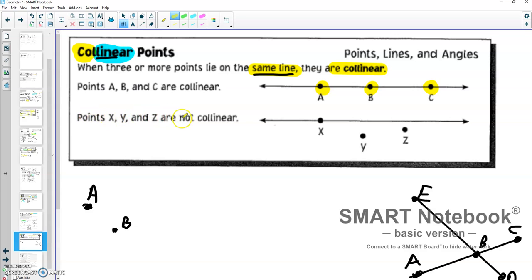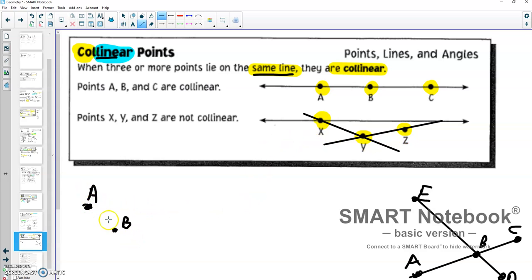Now let's look at this. Points X, Y, Z are not collinear. That means some are on the line and some are not. If I look at this line, I see X is on the line, Y is off the line, and Z is off the line. So this is not collinear. And even if the line was invisible and I wanted to create a line, I can't connect all three in a straight line. I could do this, or I could do this, but I can't connect all three in a straight line. So that is why it's not collinear.